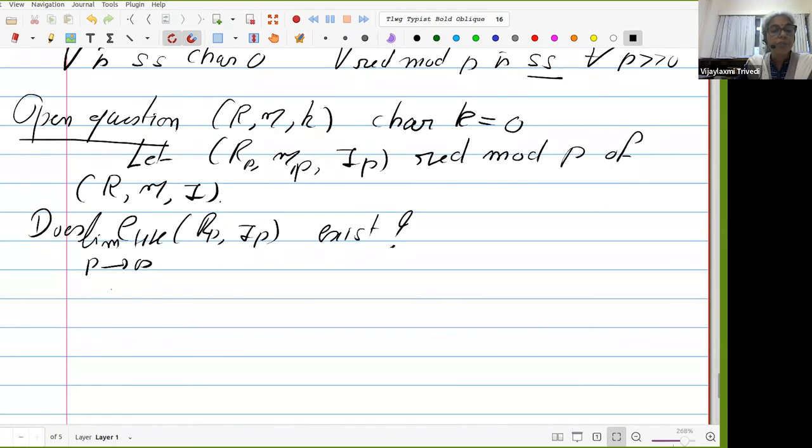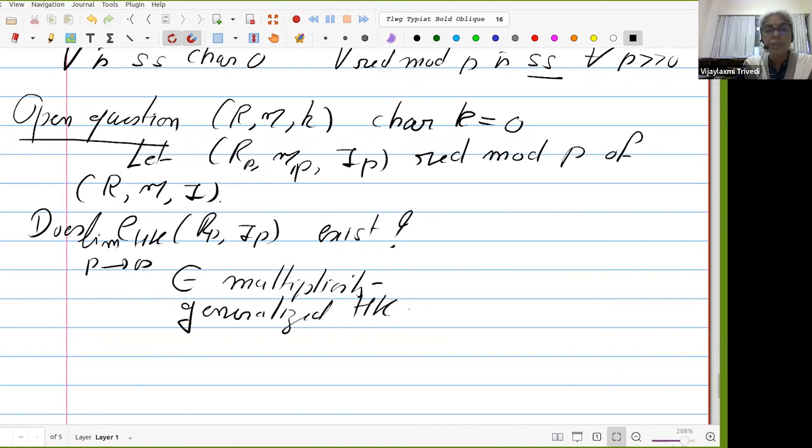So talking of these notions, there is a notion of epsilon multiplicity. I think people can look it up. This is Ulrich and others. And then there is a generalized HK multiplicity, I think that's by Neil Epstein or something. So these are other different notions of this.